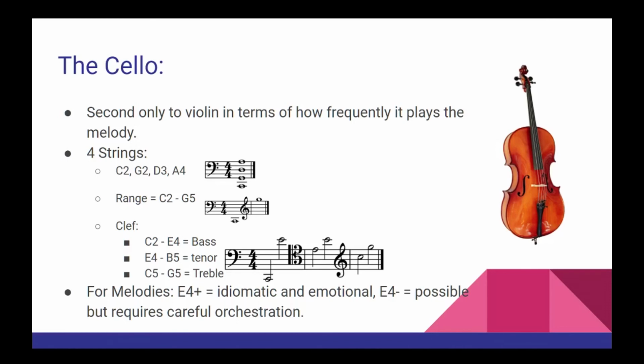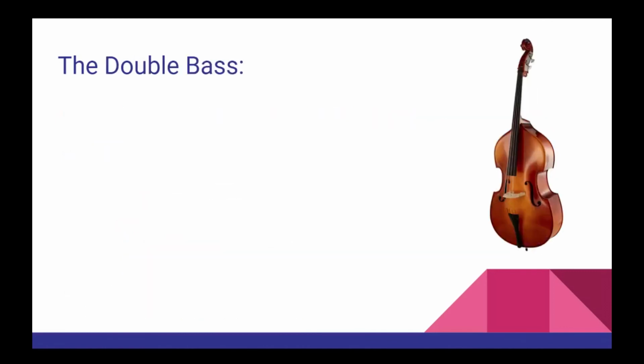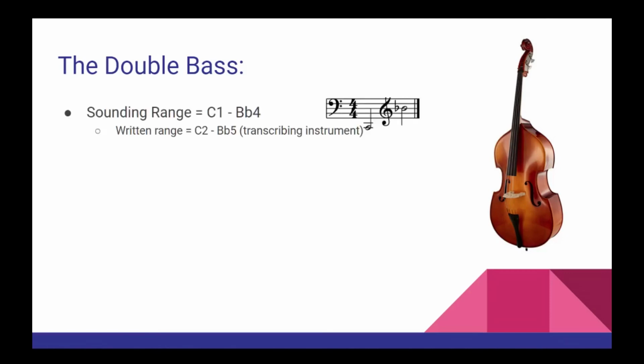Finally, let's briefly look at the double bass, which is also known as the contrabass, or just simply the bass. The double bass has a staggeringly low range that stretches all the way from a C1 to a B flat 4. This gives it a coveted and important role as one of the true basses of the full orchestra. However, it's also the only transcribing instrument in the string section, which means that the pitches you hear are not going to be the pitches that you write down in the sheet music.